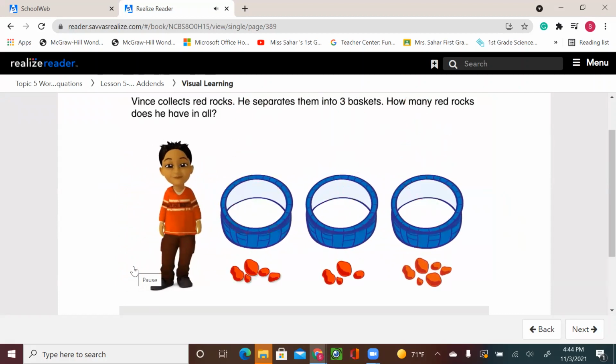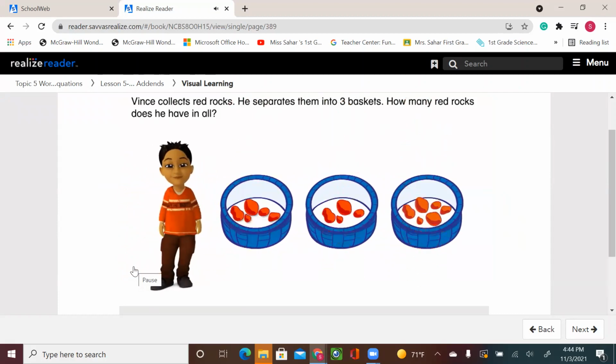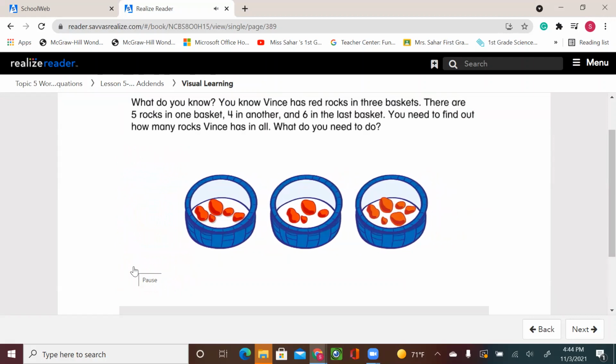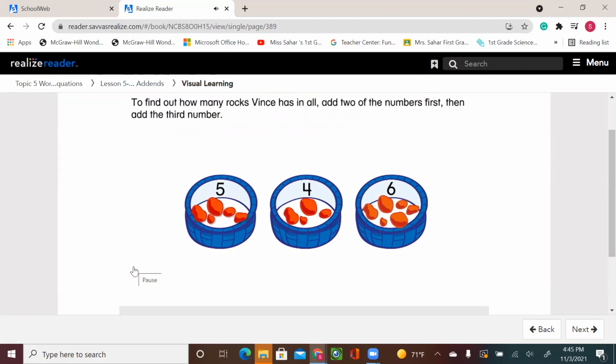Vince collects red rocks. He separates them into 3 baskets. How many red rocks does he have in all? What do you know? You know Vince has red rocks in 3 baskets. There are 5 rocks in one basket, 4 in another, and 6 in the last basket. You need to find out how many rocks Vince has in all. What do you need to do? To find out how many rocks Vince has in all, add 2 of the numbers first. Then add the third number.